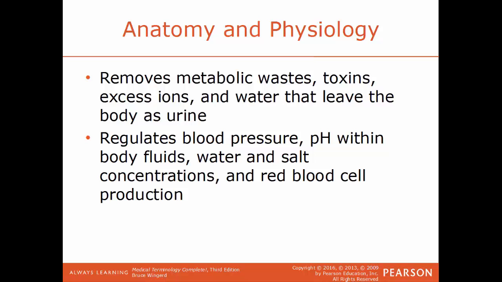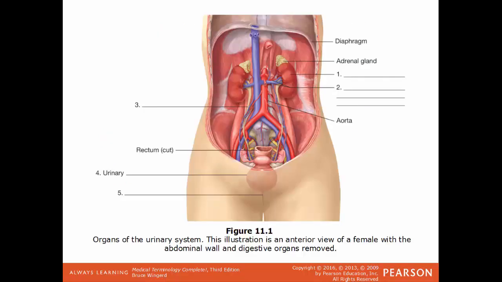The system also helps to regulate blood pressure, the pH within body fluids, the concentrations of water and salt within the body, and also helps to regulate the production of red blood cells. In this illustration, we have the organs of the system. We have the two kidneys here, right kidney, left kidney. And then from there the ureters trail from each, go to the urinary bladder, then out the urethra.